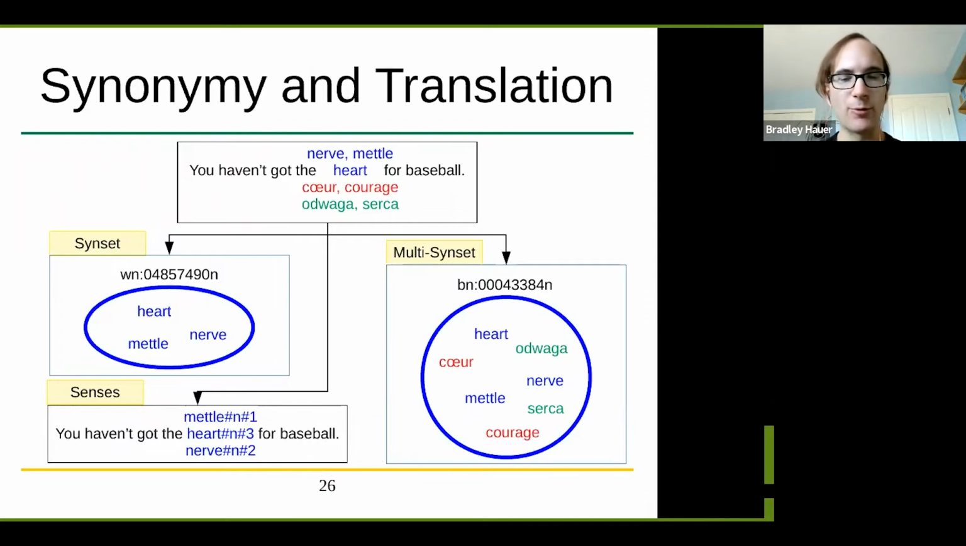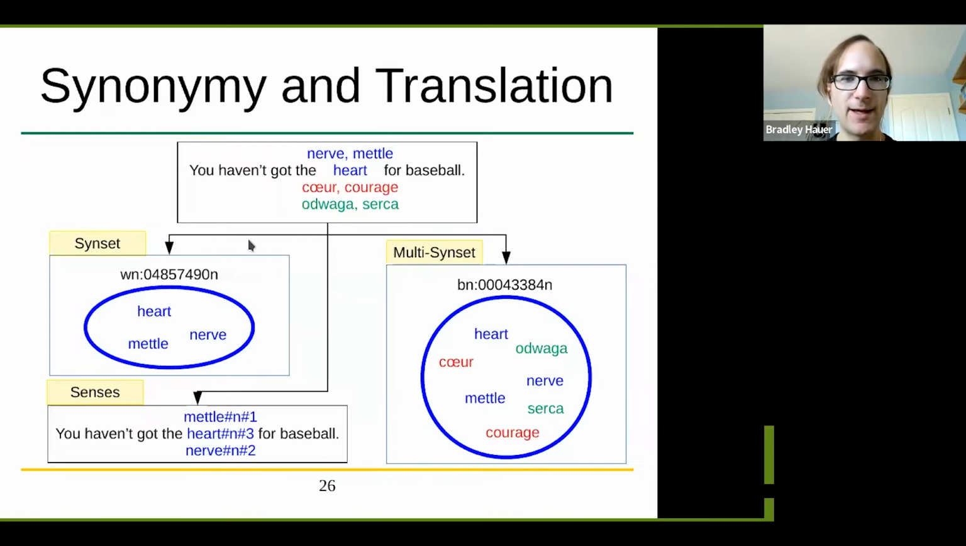Now, this is an elaboration on the figure that we saw earlier, introducing WordNet, but now we're taking it beyond the monolingual setting. So we're no longer working with just English. You can see that now in this example, I've added French and Polish examples as well. So within a language, we have this phenomenon of synonymy, this idea that one word can substitute for another without changing the meaning of the context in which the word is embedded in particular contexts.